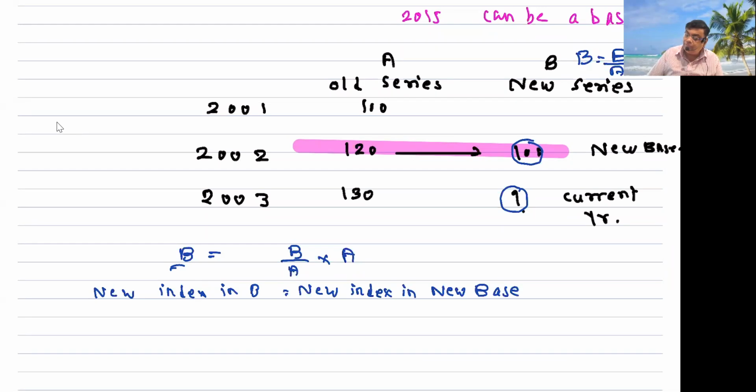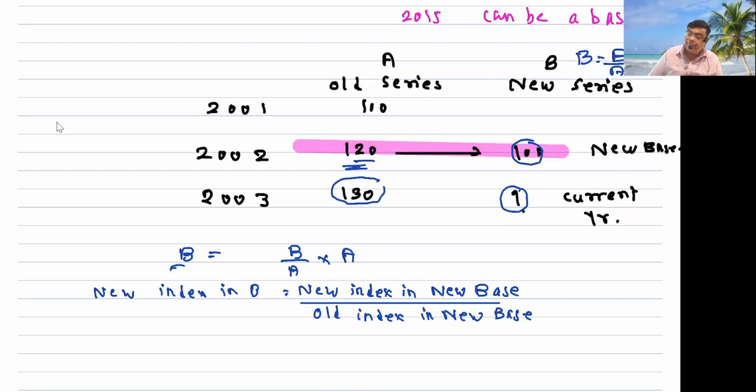That over this 120. And this 120, tell me what name will we give. This is old index in new base. And into this 130, tell me what name will be given? This is old index in current year. हो मैंने बांधना.